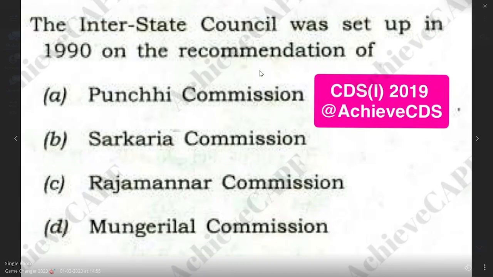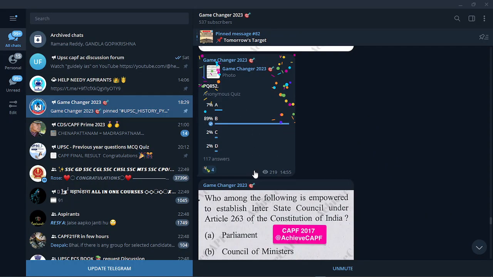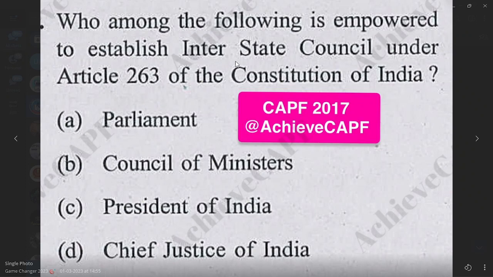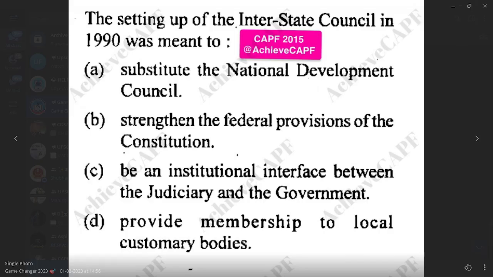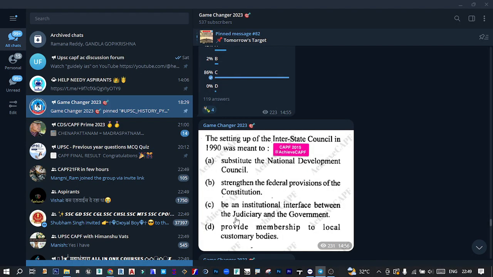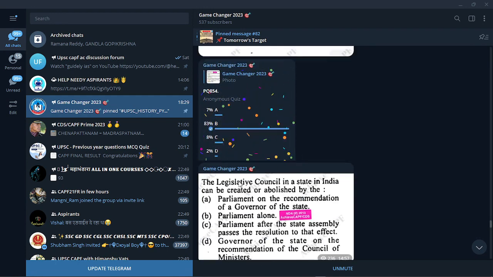The Inter-State Council was set up in 1990, on the Sarkaria recommendation. Oh, correct. Which among the following is empowered to establish an Inter-State Council under Article 263 of the Constitution of India? The President. The setting up of the Inter-State Council in 1990 was meant to substitute the National Development Council, strengthen the federal provisions of the Constitution, be an institutional interface between the judiciary and the government, or provide membership to local customary bodies. B, most probably B.